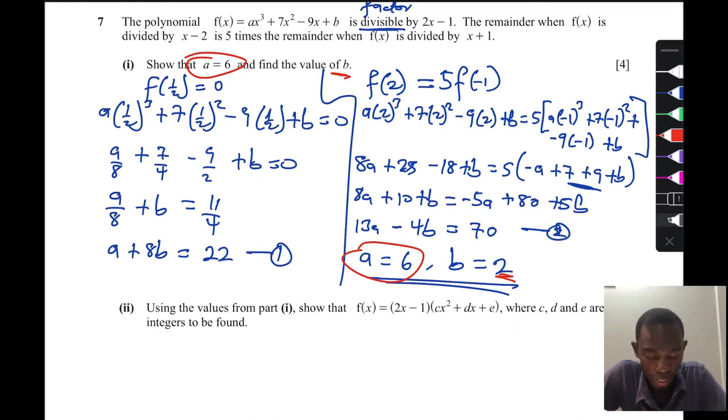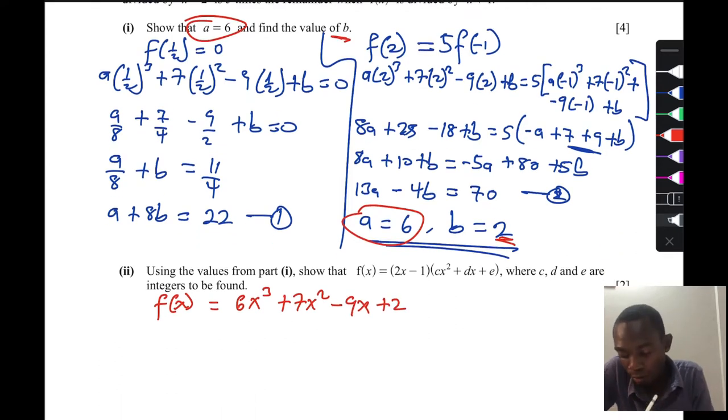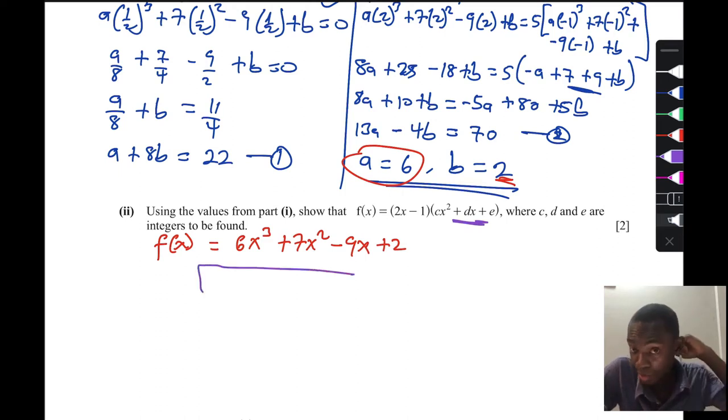That's our job, basically. So let's rewrite f of x clearly here. A is 6, so we have 6x cubed plus 7x squared minus 9x, and then b is 2, so plus 2. Great. Now, we know the 2x minus 1, so the easiest way to find the particular quadratic is maybe to use long division. There could be several approaches.